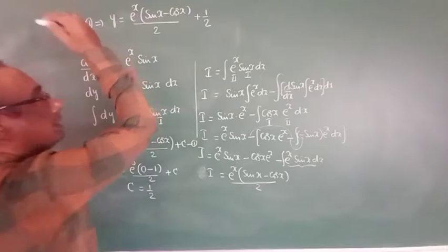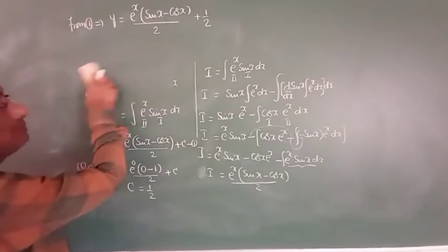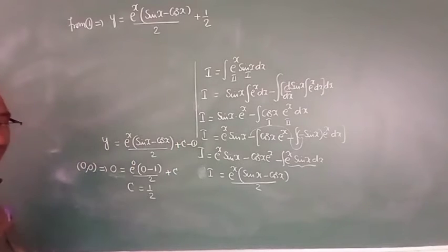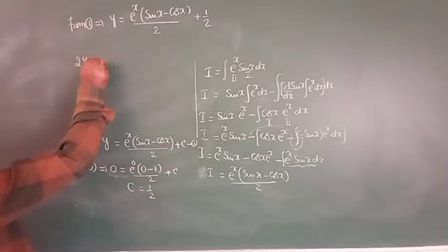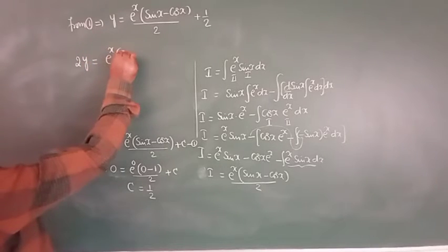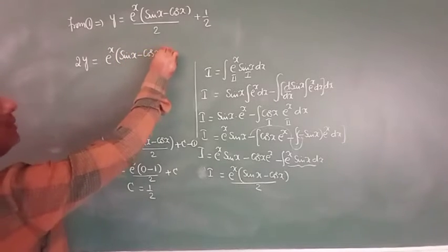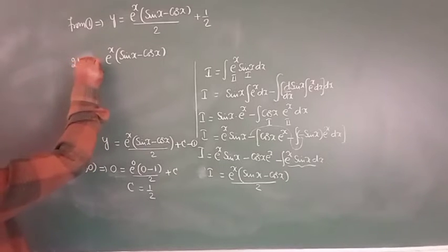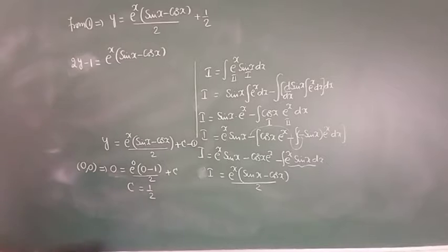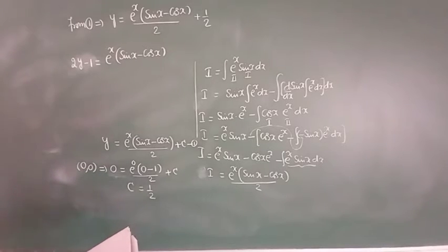Take LCM 2 and apply the cross multiplication. We get 2y is equal to e power of x under bracket sin x minus cos x plus 1. Plus 1 also bring on the left hand side. So 2y minus 1 is equal to e power of x under bracket of sin x minus cos x. We get the same textbook answer.